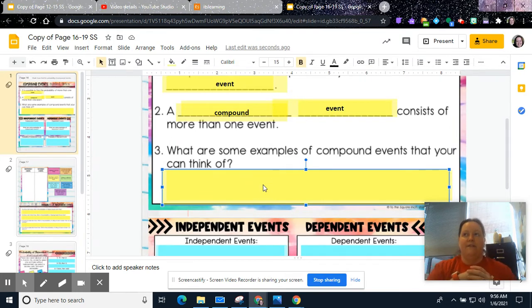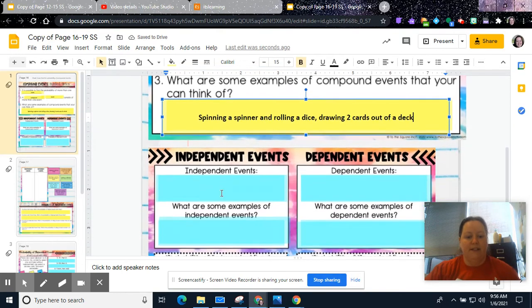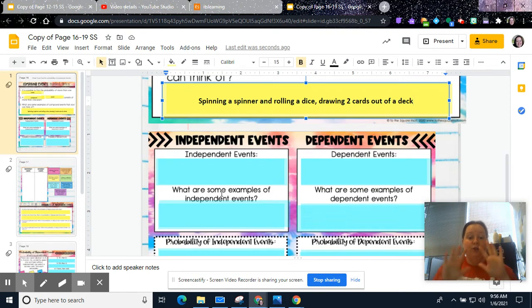So thinking about compound events, it's like spinning a spinner and rolling a die. Or maybe it's even drawing 2 cards out of a deck of cards instead of just one. Things like that would be considered compound events. So then when you think about compound events, there are 2 types. There are independent events and there are dependent events.